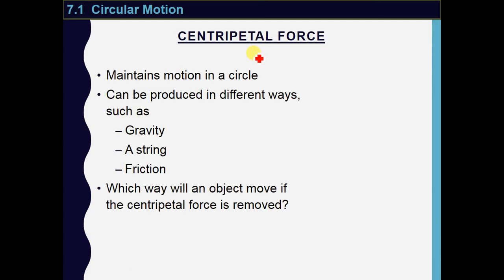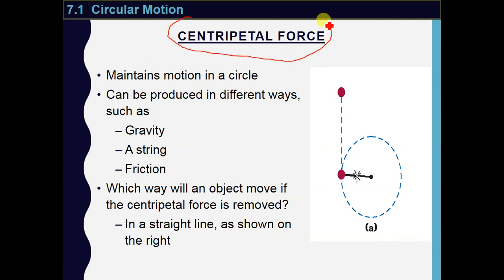So again, the last slide for today. What is centripetal force? Centripetal force's role is to maintain the motion in a circle. It can be produced in different ways depending on the example we have. Gravity, for example for the moon orbiting earth or a satellite orbiting earth: the type of centripetal force in this case is gravity. In the case of a ball attached to a string, the type of centripetal force is the force of the string. In the case of a car or motorcycle moving around a corner, the type of centripetal force that keeps this motion is friction.